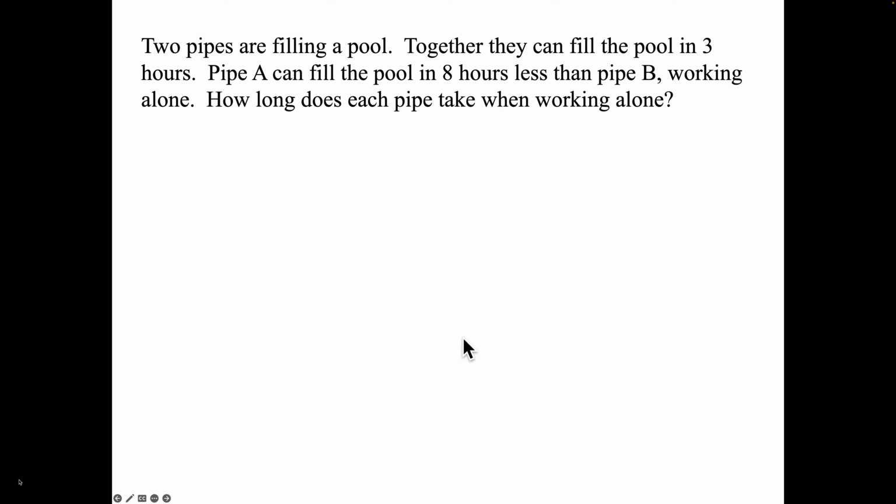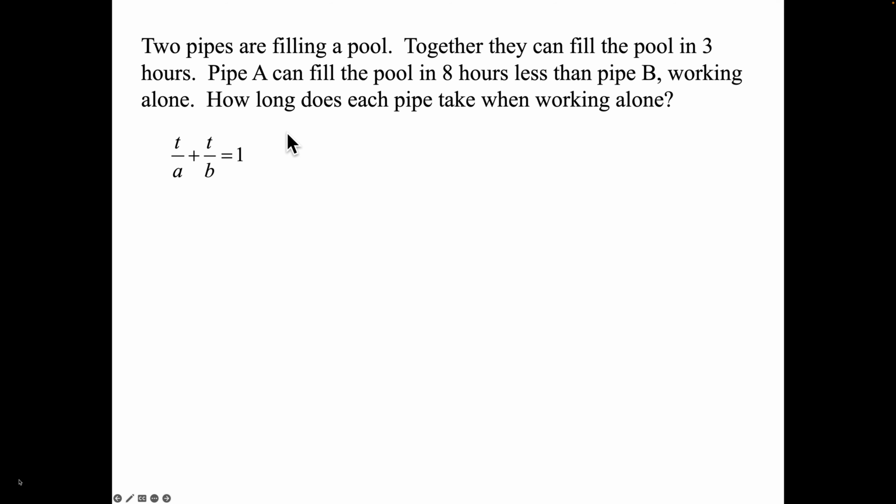All right, two pipes are filling a pool together. They can fill the pool in 3 hours. Pipe A can fill the pool in 8 hours less than pipe B, working alone. How long does each pipe take when working alone? Okay, this was that work principle formula we talked about, T over A plus T over B. Little a will be pipe A, pipe B will be little b.